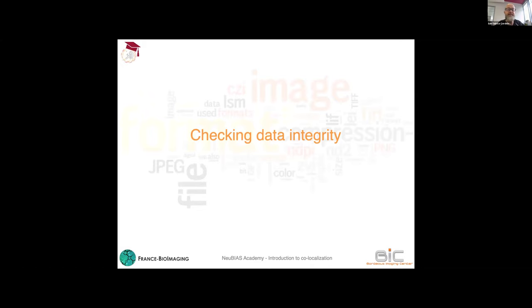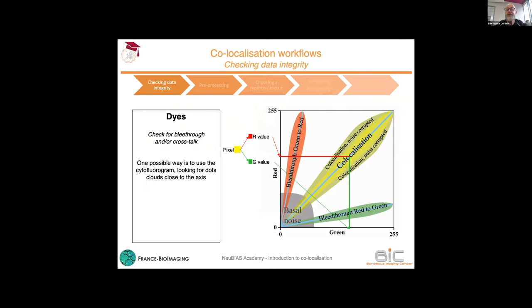First, let's have a look at how we check for the data integrity. Because already when preparing the sample, you can totally screw your co-localization analysis. Already when you're acquiring the data, you can screw your co-localization analysis. So there are three main points that you should take care of, and we will see which important steps we should go through. First, of course, you will have to choose dyes that you can image separately.